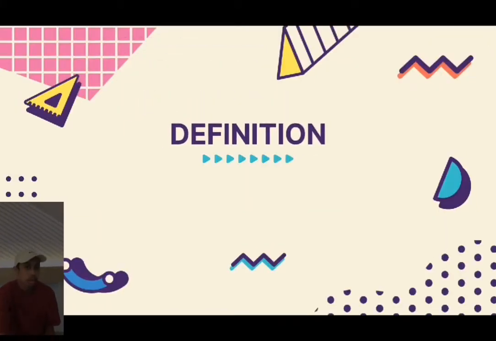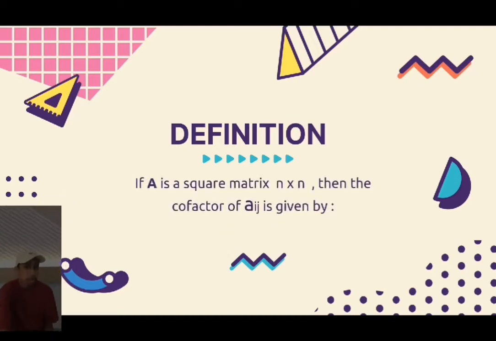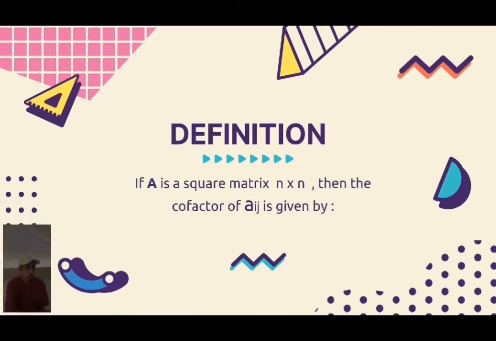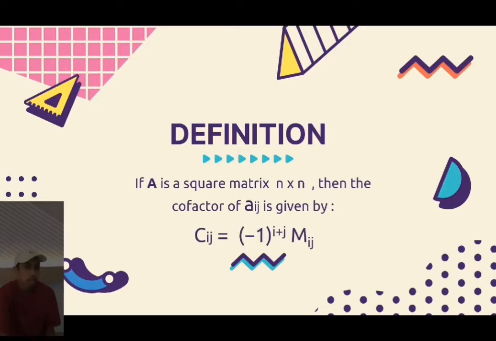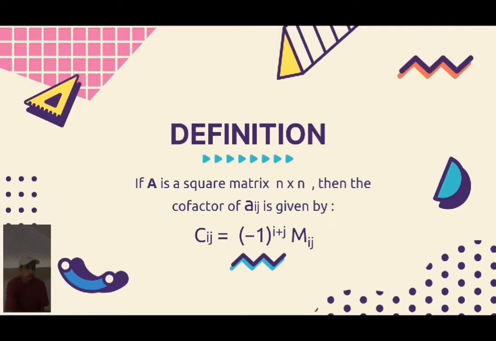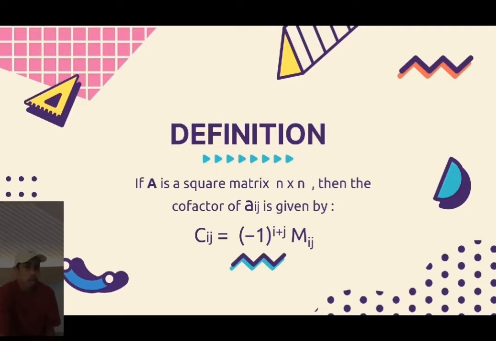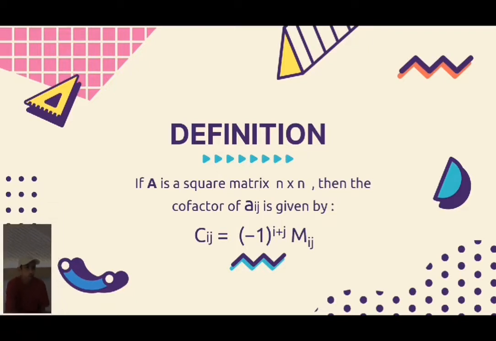Definition. The definition for cofactor is, if A is a square matrix M times N, then the cofactor of Aij is given by cofactor Cij is equal to -1 to the power of i plus j times determinant, or minor, Mij. The cofactor is always preceded by a positive or negative sign, depending on the element. -1 to the power of i plus j is functional for determining whether the cofactor is positive or negative.